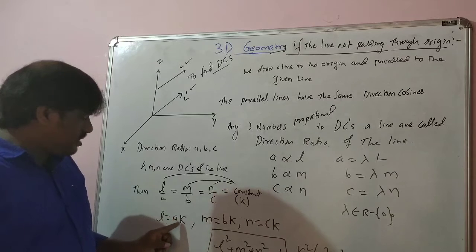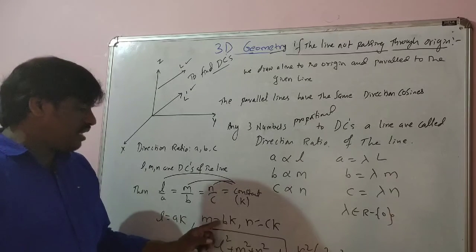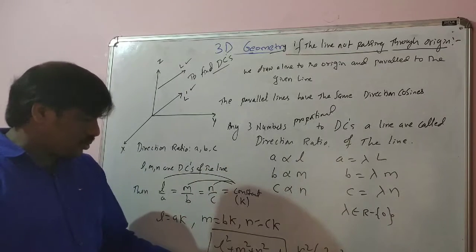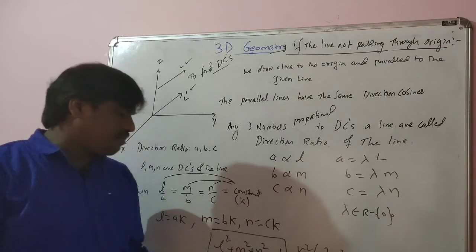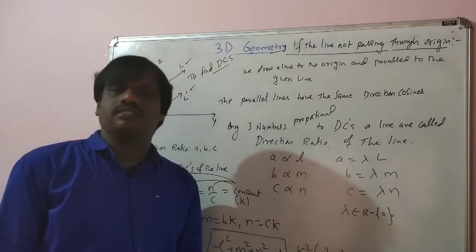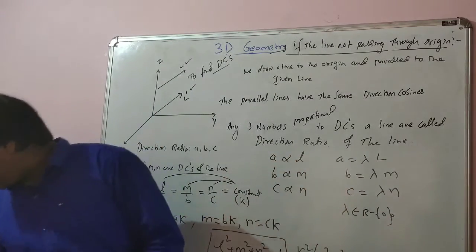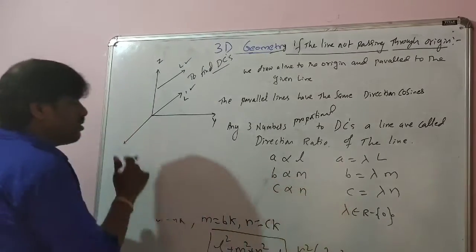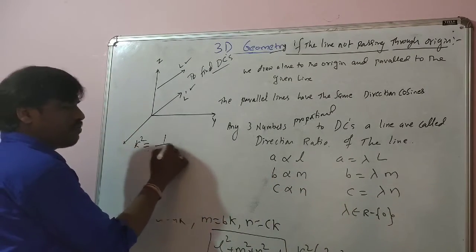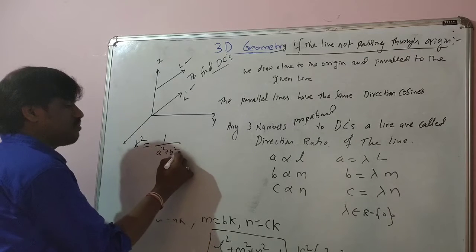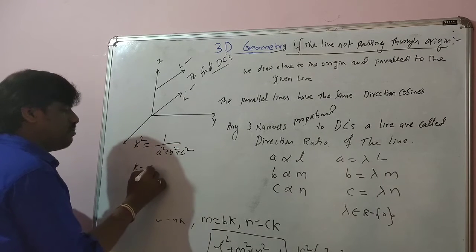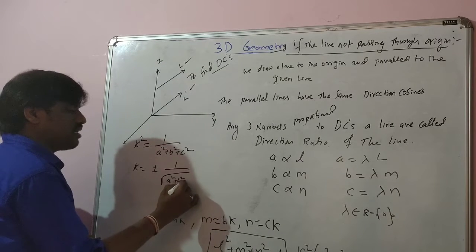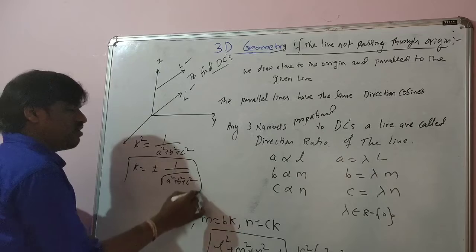Substituting the values, L is AK whole square, M is BK whole square, N is CK whole square. So taking K square common, K square times A square plus B square plus C square is equal to 1. Then what will be the K value? K square is equal to 1 upon A square plus B square plus C square. Then K is equal to plus or minus 1 upon under root of A square plus B square plus C square. This is the value of K.